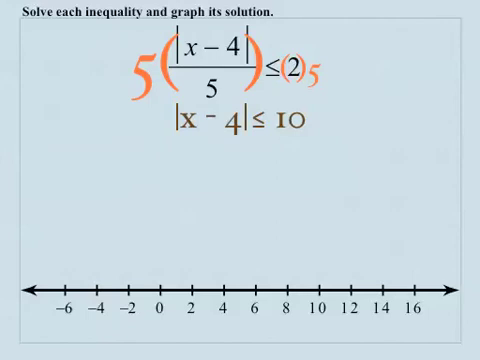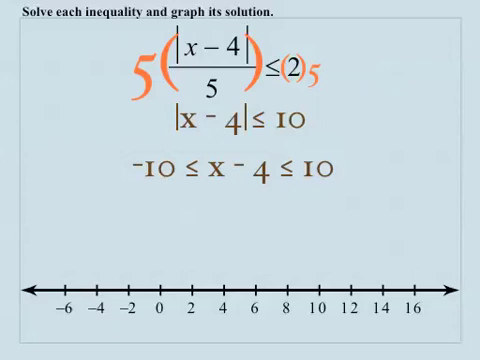Because the absolute value is less than or equal to a positive number, I'm going to write a compound inequality, or a compound and inequality. Remember, my variable has to go in the middle, so x minus 4 is going to go in the middle. My negative 10 would have to go on the left. My positive 10 is going to have to go on the right, and I'm going to rewrite the less than or equal to symbol in between all three parts. So I have negative 10 is less than or equal to x minus 4, which is less than or equal to 10.